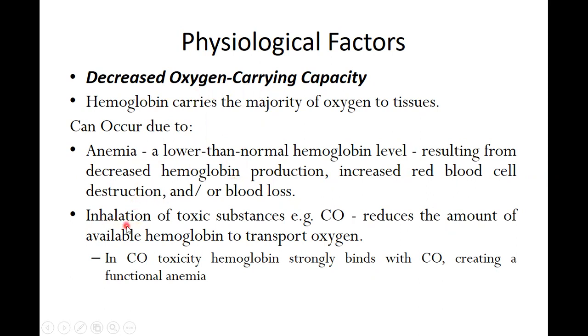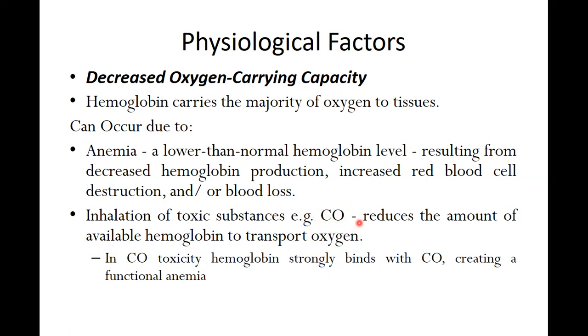Reduction in oxygen carrying capacity of blood can also be due to inhalation of toxic substances, for example, carbon monoxide. Now, carbon monoxide reduces the amount of hemoglobin that is available to transport oxygen. Why? Because carbon monoxide binds very strongly to hemoglobin. It actually has a higher affinity for hemoglobin than oxygen. What this means is that the carbon monoxide that the patient has breathed in is going to bind to most of the hemoglobin sites that are available.